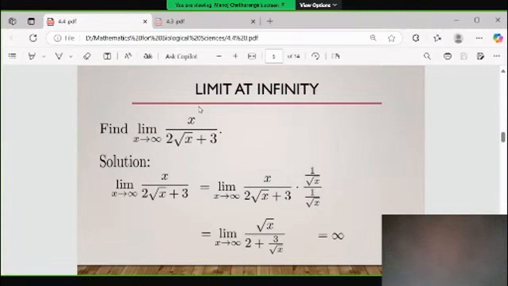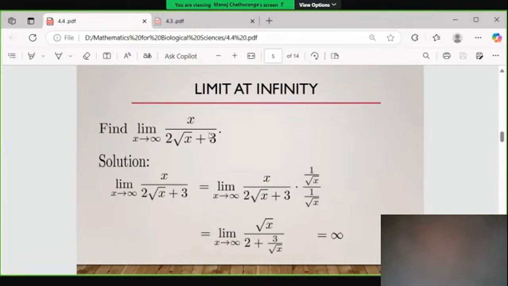So something bigger and bigger divided by a relatively small number is still a very big number. We are talking about infinity. It is a huge number. For example, when x is 10 to the power 20, square root of x is roughly 10 to the power 10. Then 10 to the power 20 divided by 10 to the power 10 is again 10 to the power 10. A very huge number.